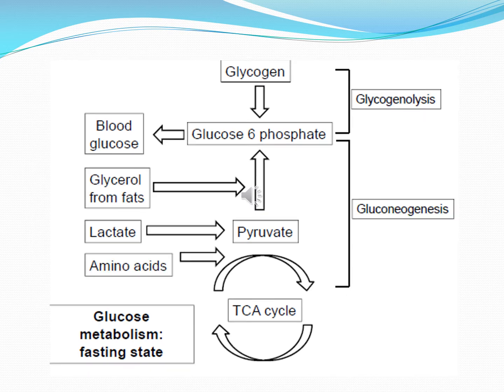So when your body doesn't have any glucose, you can reverse those processes. You can break down that glycogen that you've stored by glycogenolysis, forming glucose 6-phosphate, and therefore increasing blood glucose. Or you can use amino acids and lactate to convert them to pyruvate, and then through gluconeogenesis form glucose 6-phosphate and therefore increase blood glucose.